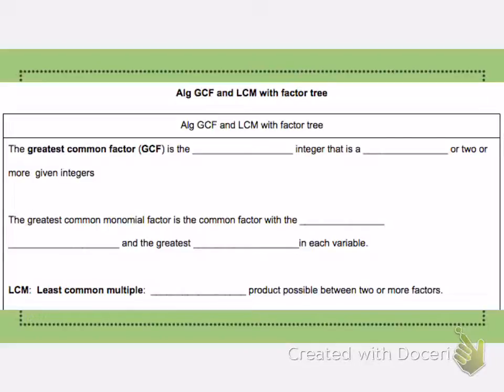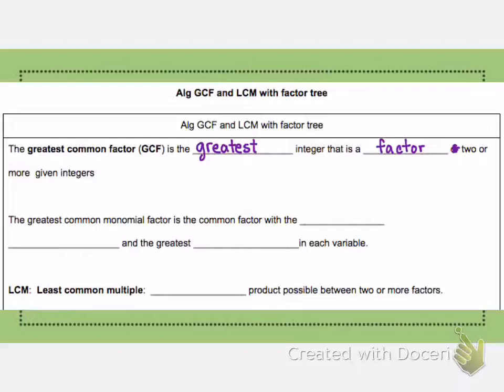So the greatest common factor, or GCF, is going to be the greatest, or mathematically largest, integer that is a factor, so it can divide into two or more given integers.